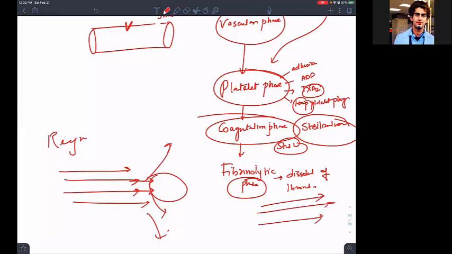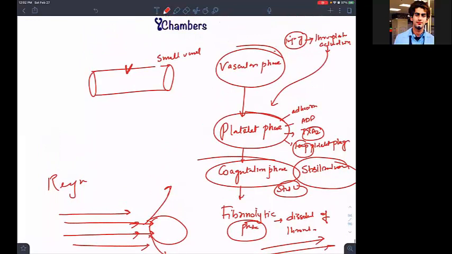And we discussed in our previous lectures also, if we have a defect in von Willebrand factor, we say it is von Willebrand disease. If we want to prevent the synthesis of thromboxane A2, we will give a cyclooxygenase inhibitor, and that is aspirin. So here I am giving aspirin.